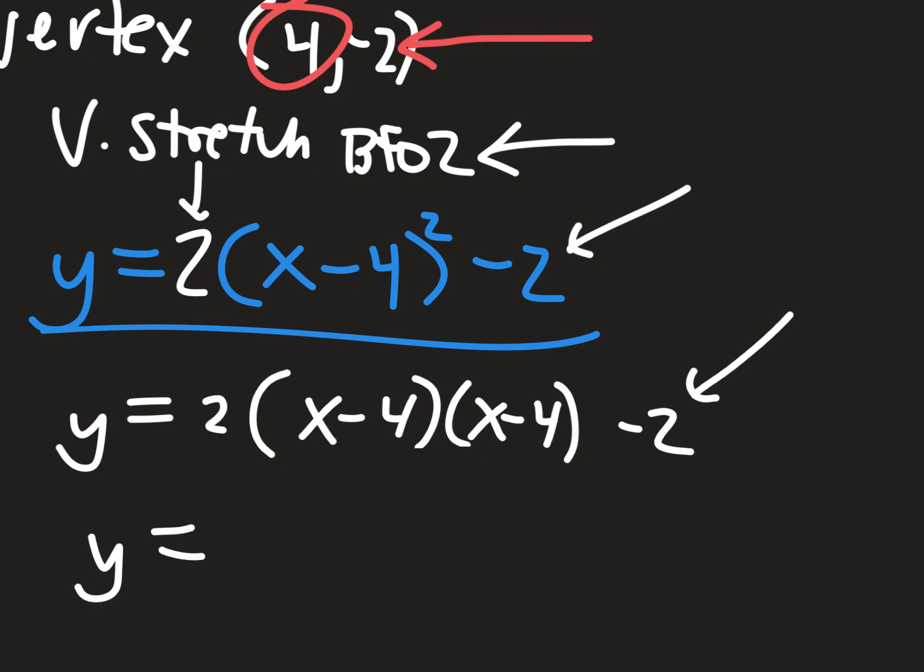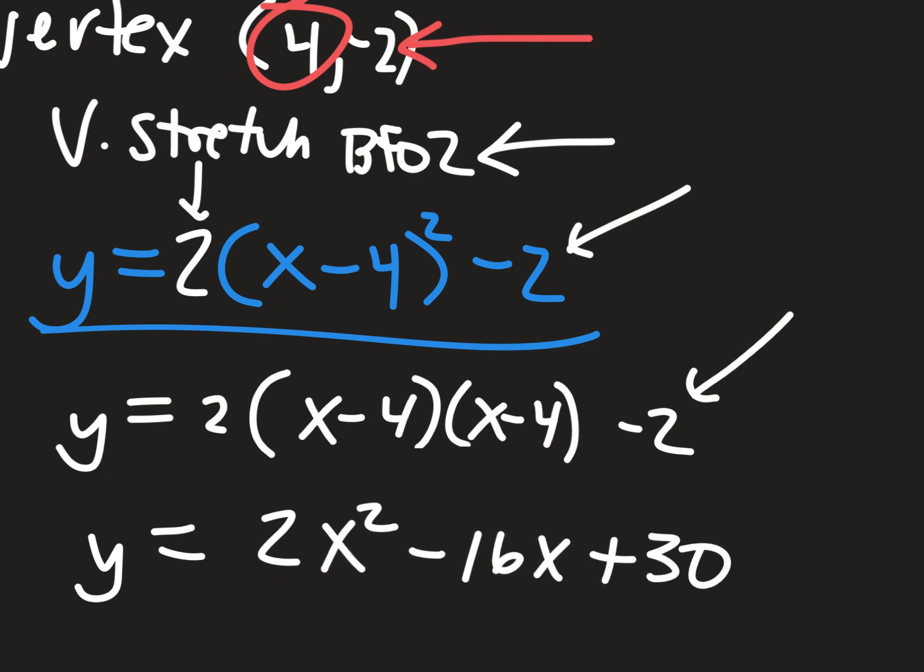Caleb, what'd you get for the general form? 2x squared minus 16x plus 30. I think he's right. Do you guys think he's right? Mm-hmm. All right, awesome. All right, next up, Jonah.